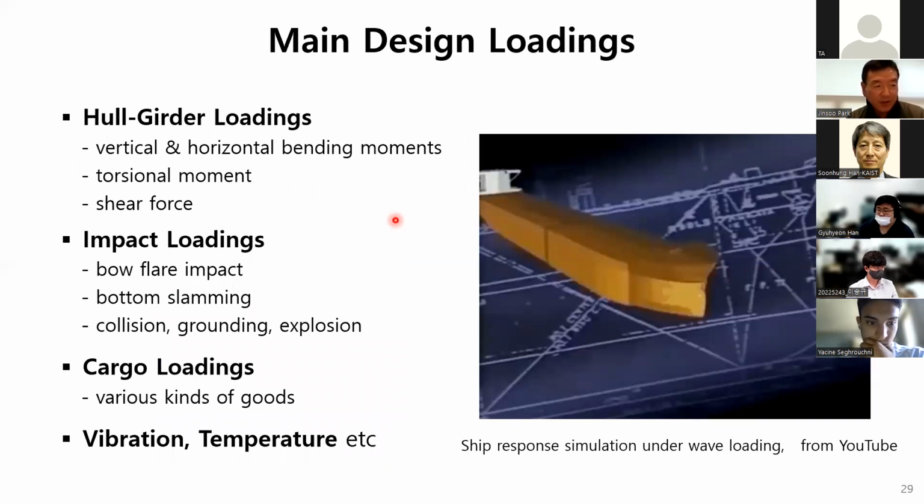Here I summarize main design loadings. As hull girder loadings, there are vertical and horizontal bending moment, torsional moment, and hull girder shear force. As impact loading, there are bow flare impact, bottom slamming, collision, grounding, explosion, and the various kinds of cargo loading also. Sometimes vibration and temperature may act as another kind of loadings.